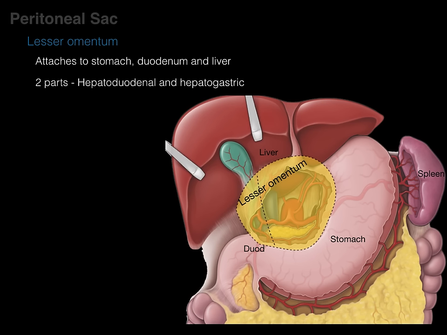And so the part of the lesser omentum that goes between the liver and the duodenum is called the hepatoduodenal ligament. And the part that goes between the liver and the stomach is called the hepatogastric ligament. Now, why do we make a distinction between these two? Well, that hepatoduodenal ligament houses three very important structures that together we call the portal triad: the hepatic arteries, the bile ducts, and the hepatic portal veins. They're in the free margin on the right side of the lesser omentum, and below that, or deep to that, is the epiploic foramen going into the lesser sac.